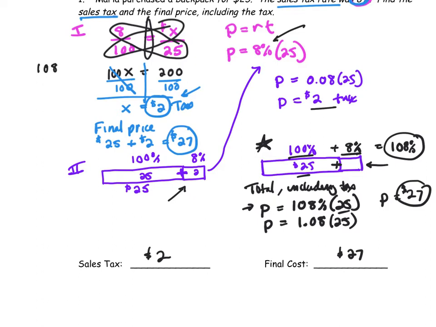If we are looking for the total cost, we might have put 108, that includes the 8% that we added on, and that's going to equal 8 divided by 25. So this is another version of this. All right, let's move on.